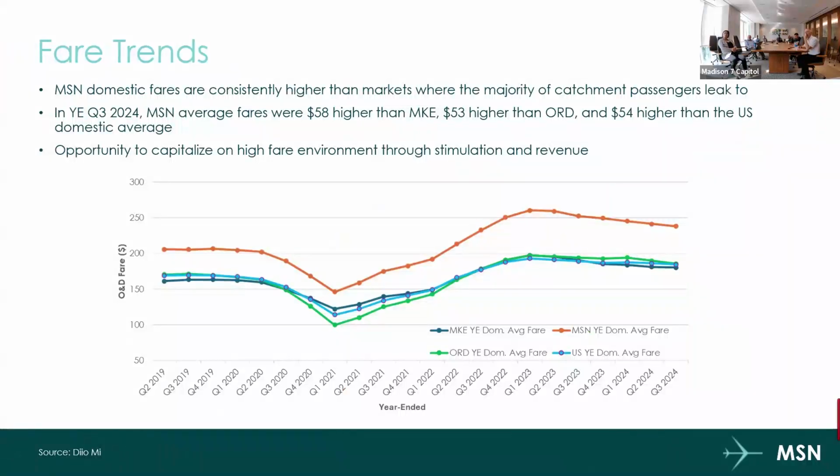Here we get into fare trends. We're obviously a higher fared market compared to Milwaukee or O'Hare, and then compared to the US average as well.